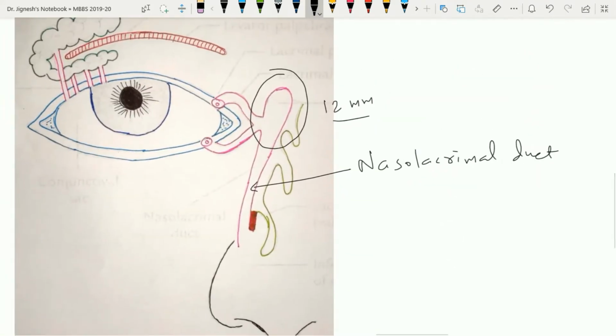Now when we see the structure of this lacrimal sac, it consists of two layers from inside to outside. The innermost side of this lacrimal sac is lined by columnar epithelium, and just outer to this columnar epithelium we find the fibroelastic tissue.